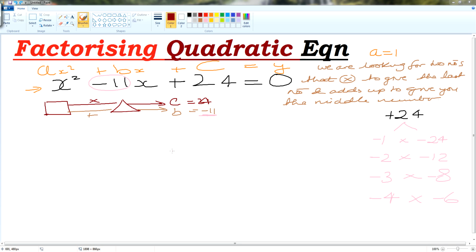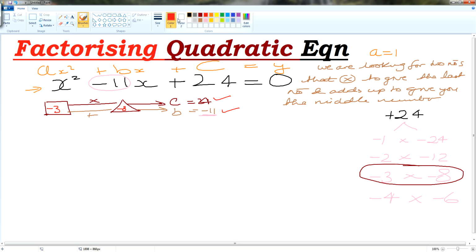So you're looking for two numbers that multiply to give you plus 24, which is all these sets here, and add up to minus 11. And the one that adds up to minus 11 is this one here. So we've tested it in here. So minus 3 and minus 8. Minus 3 times minus 8 is equal to plus 24 and adds up to minus 11.